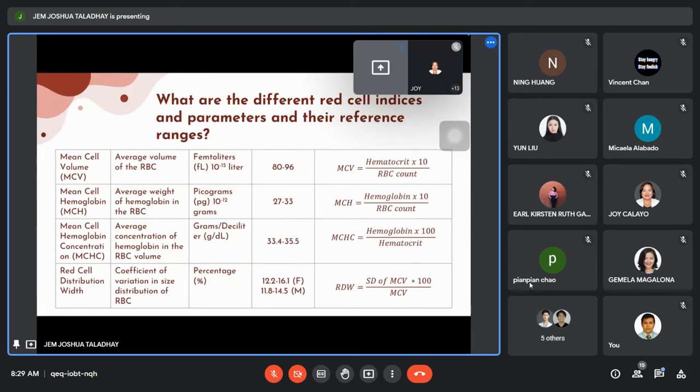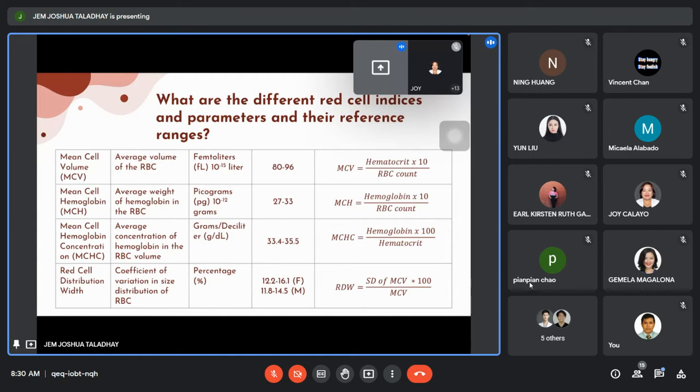Next question is, what are the different red cell indices and parameters and the reference ranges? We have the mean cell volume, which is the average volume of an RBC. It is expressed as femtoliters or 10 raised to negative 15 liter. The normal range is 80 to 96. If calculated, it would be the result of hematocrit multiplied by 10 divided by the RBC count.